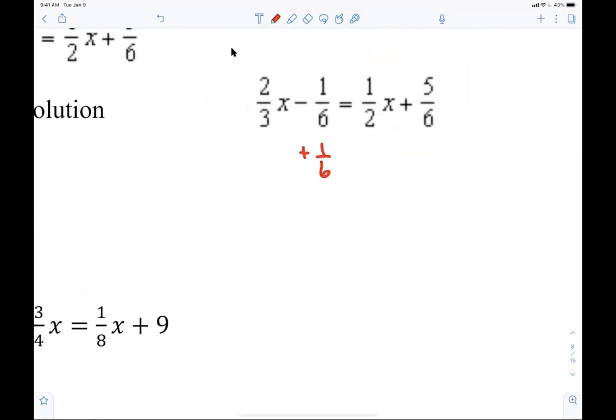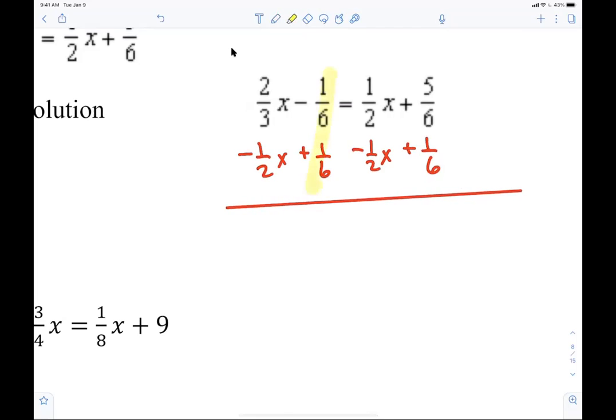Add 1/6. Well, that's easy, right? Because it'll just be 1. Thank you. And then minus 1/2. All right, so everybody should look at that and say, okay, 5/6 plus 1/6 is in fact 1.